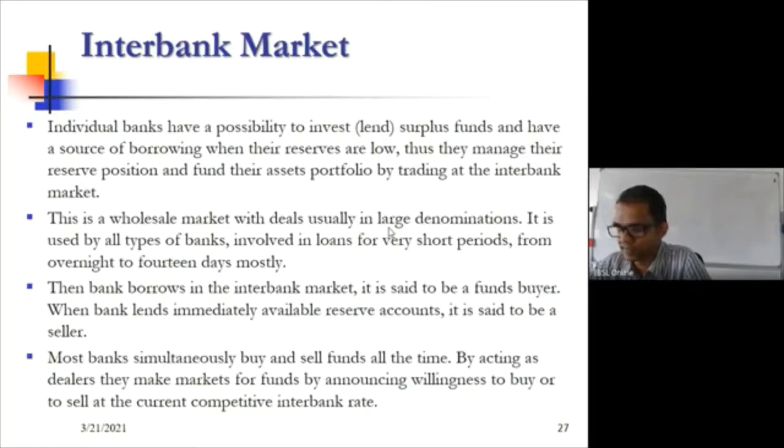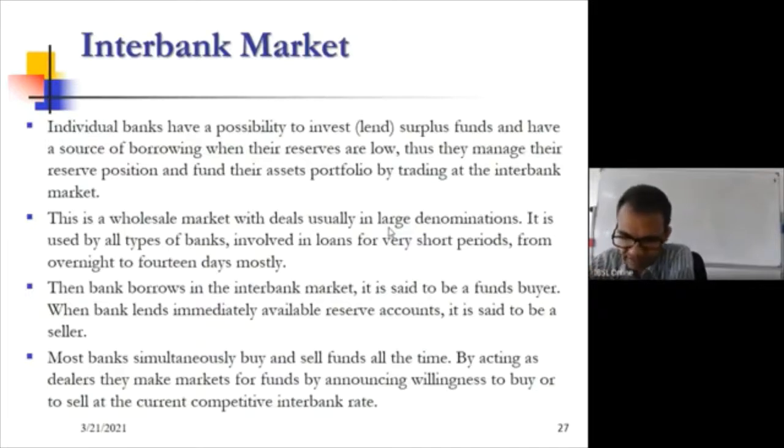So the main requirement of borrowing in the interbank market is to meet your reserve requirement. The first thing you have to do is meet the reserve requirement. If you don't have sufficient funds in your reserve account, as a bank, we have to fund it. So the main reason is to maintain that. I'm not going to discuss in detail how to maintain that SRR. Some of you may know there's a way.